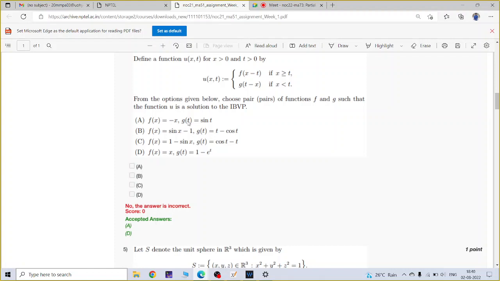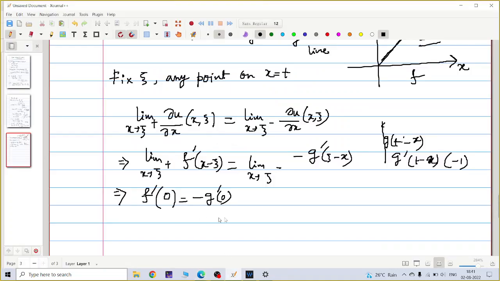What is g dash 0? G dash t is what? The derivative of sin t is cos t. Cos of 0 is what? One. Yes, absolutely. So in this case, does this condition hold or not? F dash 0 is minus 1 and g dash 0 is 1. So minus 1 equal to minus of 1, equal to minus 1. This condition is satisfied, so option A is correct.